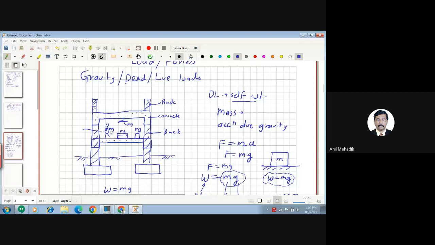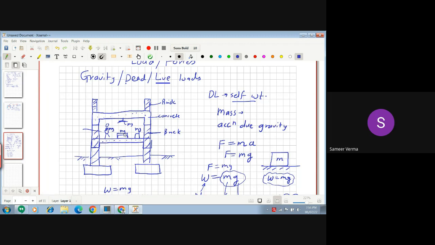So here this person, this furniture, also has a self weight. Then why are we calling them a live load? Why is it a live load? Why not dead load, even though they have self weight?